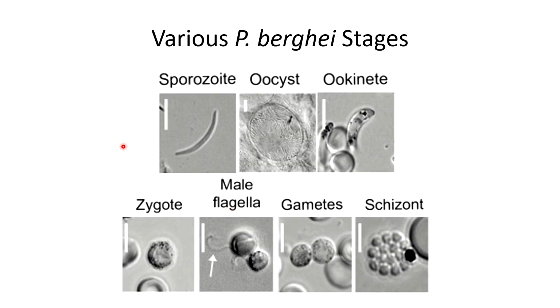So this image is pretty much a visual summary of the different stages of Plasmodium. You have the sporozoite that the mosquito injects into the human host. You have the oocyst, the ookinete, which invades the mosquito's midgut. You have the zygote, which results from sporogamy, or sexual reproduction between the microgametes and macrogamete. You have a male exflagellated gamete showing the flagella. There are the gametes themselves, and there is the schizont containing the merozoites.